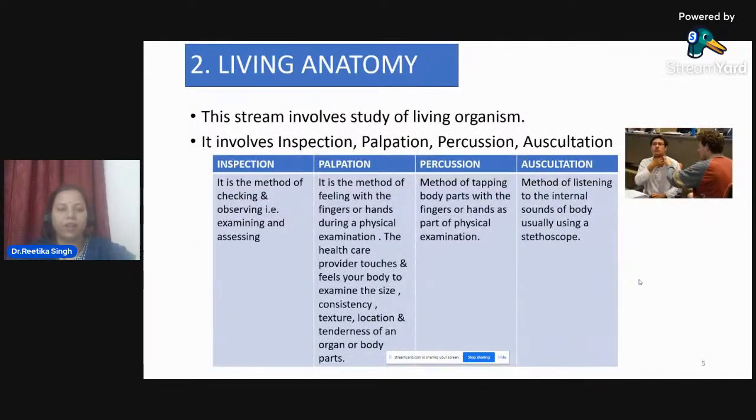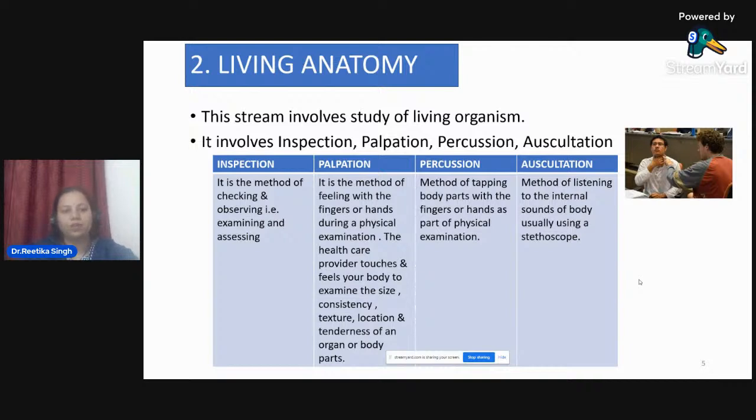Second is the living anatomy. This involves the study of living organisms. It involves inspection, palpation, percussion, and auscultation. In inspection, we study by checking and observing without touching the patient. We just examine and assess the patient without touching.